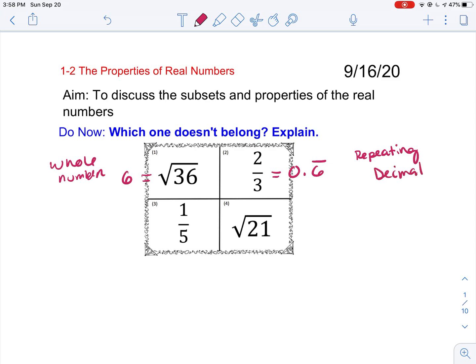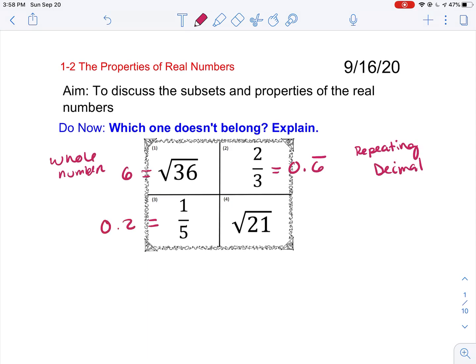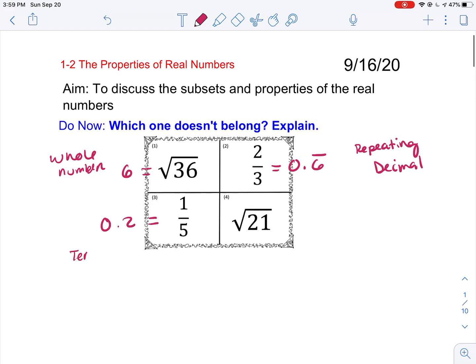Okay, 1/5, what's different about that number? Well, when we simplify this to a decimal, we get 0.2. Okay, so now 0.2, this is the only number here in this list that has a decimal, but that stops. Now, we call a decimal that stops a terminating decimal. Okay, a terminating decimal is one that ends, right? Terminating means to end.